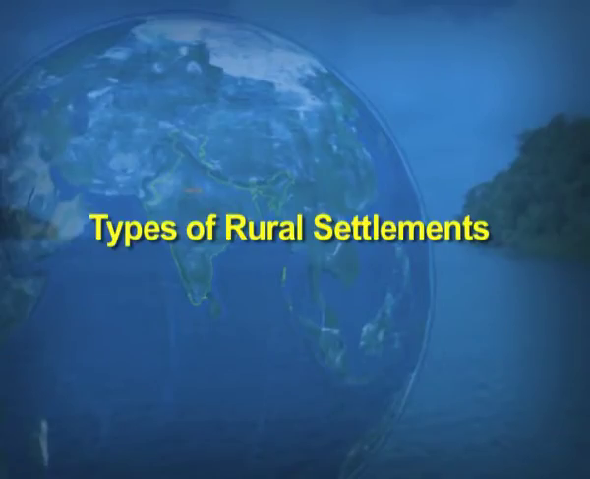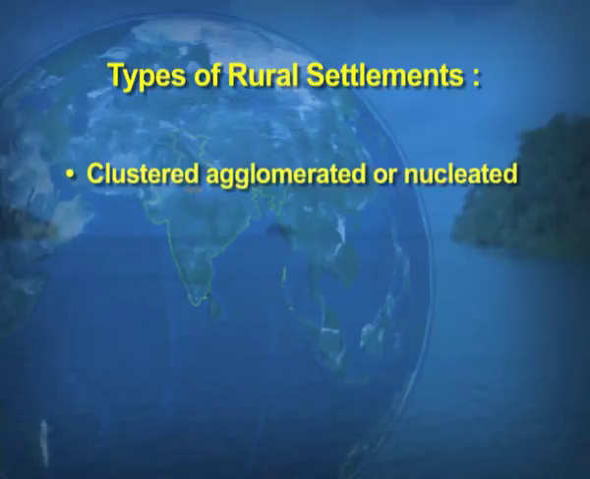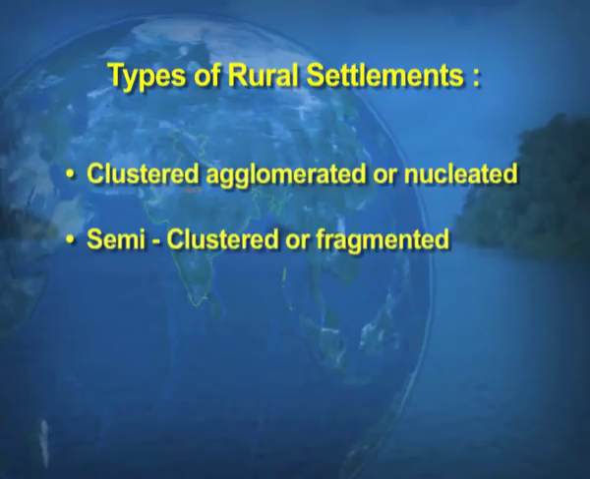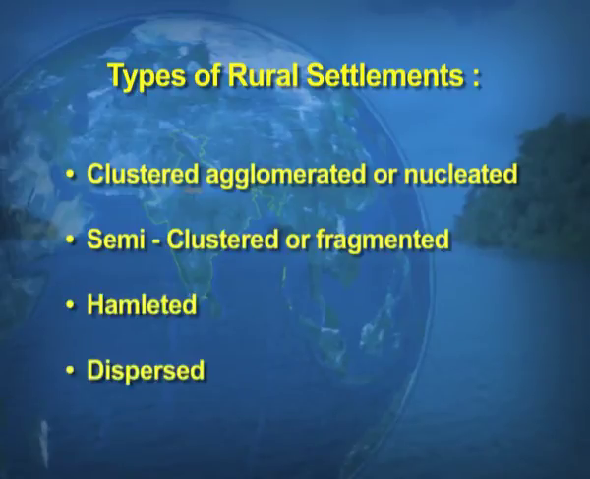Now, another phase of the chapter which we are going to take up is the types of rural settlements. So, we will be talking about the 4 types of rural settlements. Number 1, clustered, agglomerated or nucleated. Number 2, semi-clustered or fragmented. Number 3, hamleted settlements, and number 4, dispersed. Now, these types we will be discussing one by one.